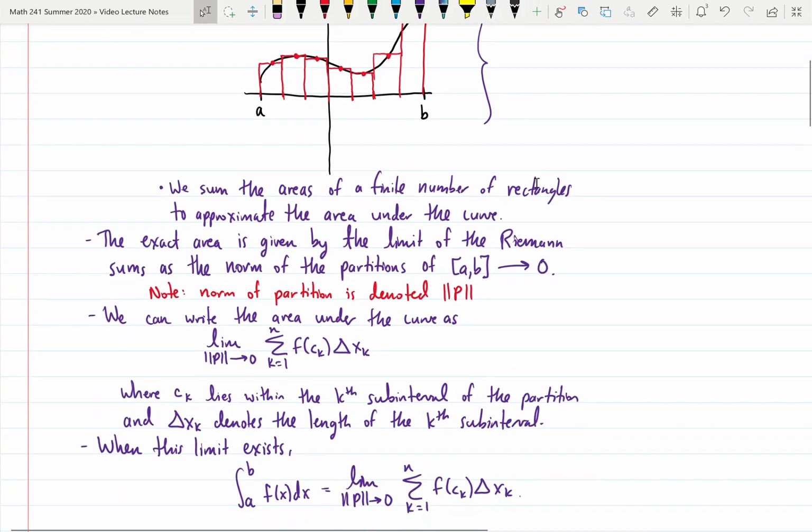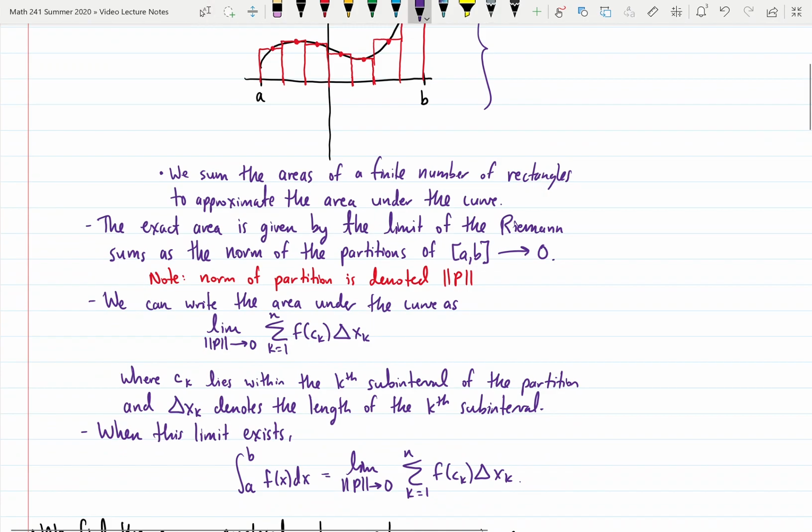But if we want to know the exact area, it is going to be given by the limit of the Riemann sums as the norm of the partitions of the interval from a to b goes to 0. If that doesn't necessarily jog your memory, a partition is just a way to split up the interval from a to b into a bunch of tiny subintervals. The norm of the partition is going to be the maximum length of all of those subintervals. So we're saying that the length of the subintervals goes to 0.